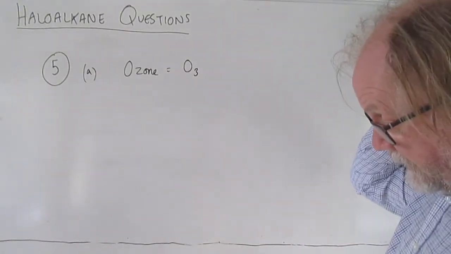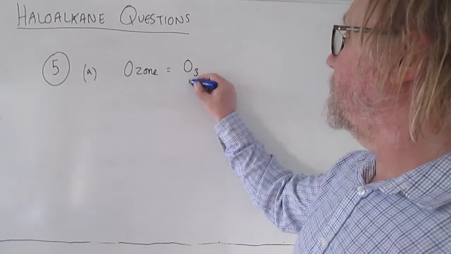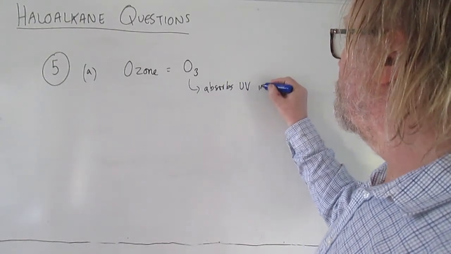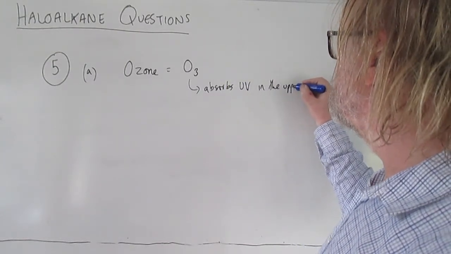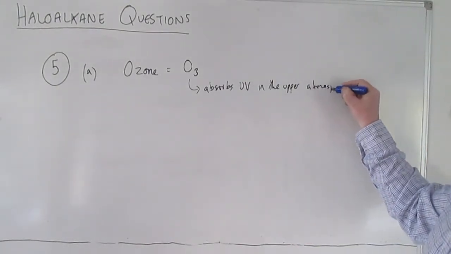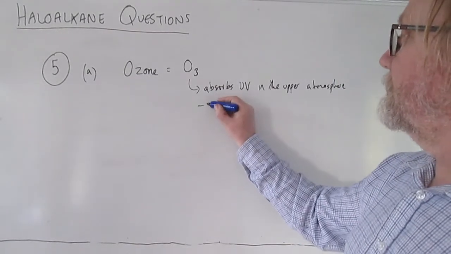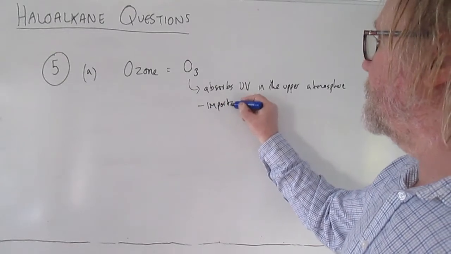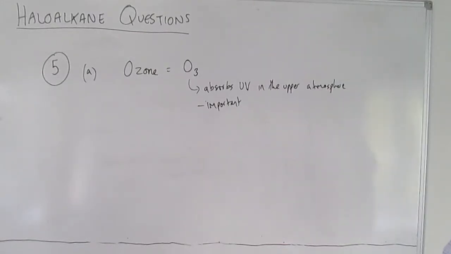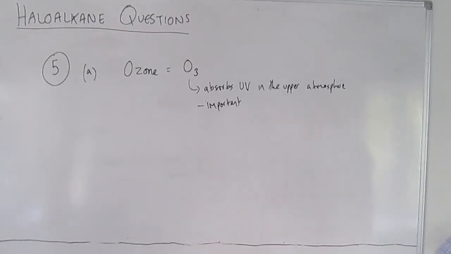So ozone is O3, and the reason it's important is because it absorbs UV in the upper atmosphere. So all that UV arriving from the sun, of which there's a great deal, most of it gets absorbed by the ozone in the upper atmosphere. And that's important because UV is tremendously damaging to DNA. So if all that UV made it down to the Earth's surface, it would cause a tremendous amount of DNA damage to us and to all the other living things.